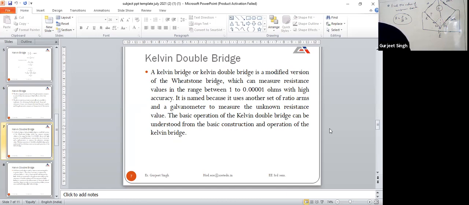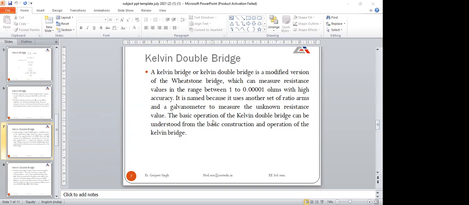So the basic operation of the Kelvin bridge: we can understand its basic construction and operation. We can say that the Kelvin double bridge is basically derived from the Kelvin single bridge, and it is used to measure very accurately.